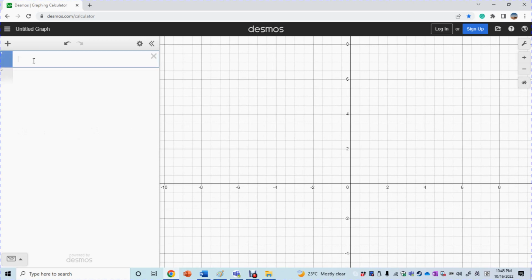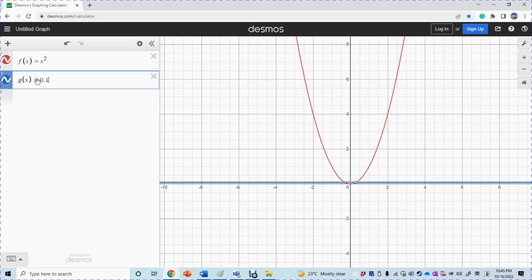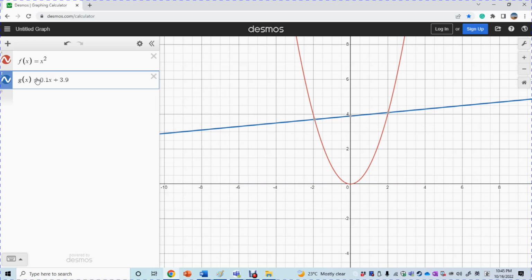In Desmos, I'm going to plot the two graphs. One is f(x), which is our x squared, a quadratic one. Then another one is g(x), which equals mx plus 4 minus m, so let me use 0.1x plus 3.9. Then you will see the two intersecting points here, and you can click on a point to get the value.